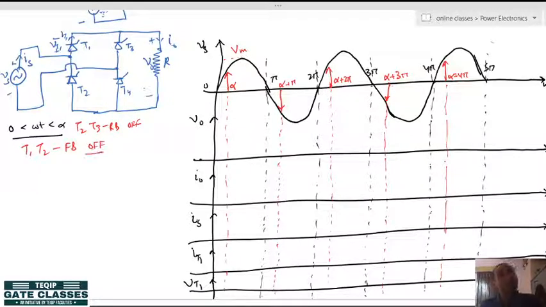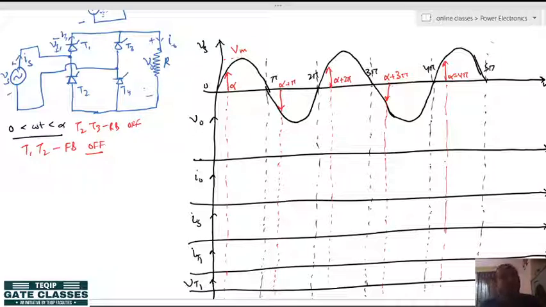Why is it still off? Because it is not a diode, it is a thyristor. Until you provide the firing angle, the gate pulse, to the thyristor, it will not turn on. You have to provide the gate pulse simultaneously to all the forward devices. You cannot delay. When you provide the gate pulses simultaneously, only then will they turn on. So here T1 and T4 are forward biased, but still in the off condition.